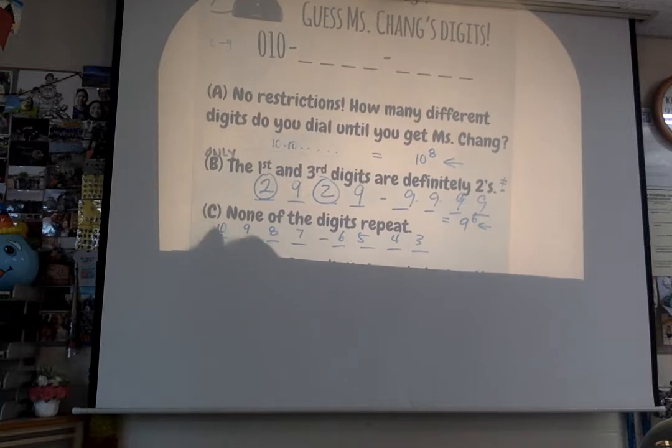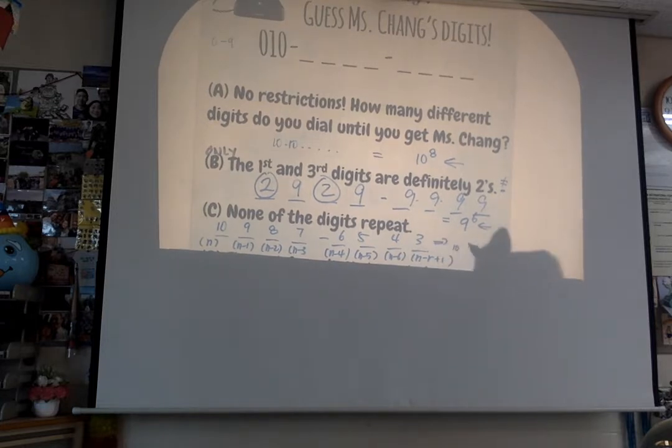So that's why this is n minus 1, n minus 2, n minus 3, n minus 4, n minus 5, n minus 6, n minus r plus 1. Why is this n minus r plus 1? Because I'm trying to tell you that this is 10P8. Remember, r is 8, right? So we're doing all the way until n minus r plus 1, which in our case is n minus 8 plus 1.